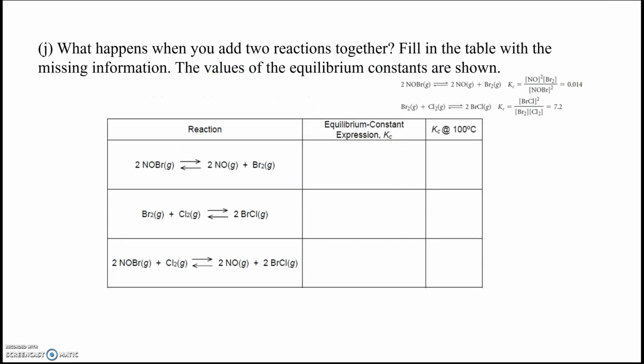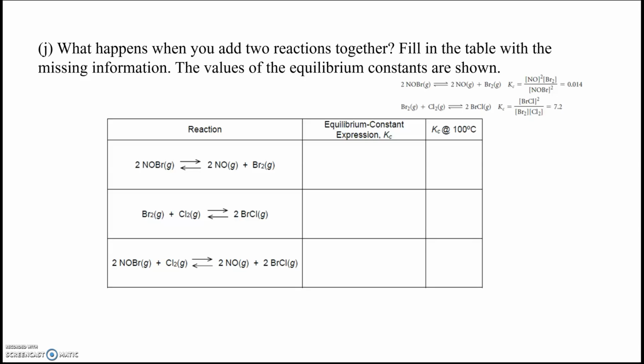Question J. What happens when you add two reactions together? Sort of a Hess's law type of problem. And we're going to fill in the table with the missing information. So kind of off to the upper right there, I've got 2NOBr reacts to form 2NO plus Br2. And then Br2 plus Cl2 reacts to form 2BrCl. So for the first reaction, Kc is 0.014. And you can see the equilibrium expression that we've created. And for the second reaction, Kc is equal to 7.2. And again, you can see the equilibrium expression.